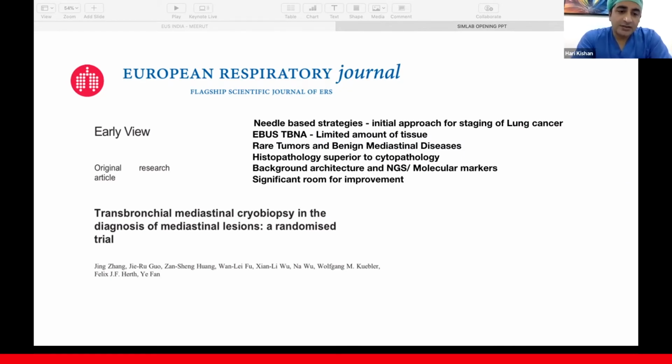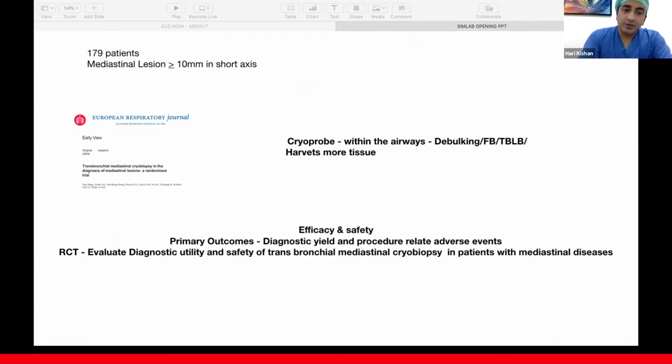So with this concept, a new technology has been developed where a transbronchial mediastinal cryobiopsy was done. This is an early view paper which is not yet published. In this, Professor Het and his colleagues studied 179 patients with mediastinal lesions more than 10 mm in short axis. So they used the cryoprobe.